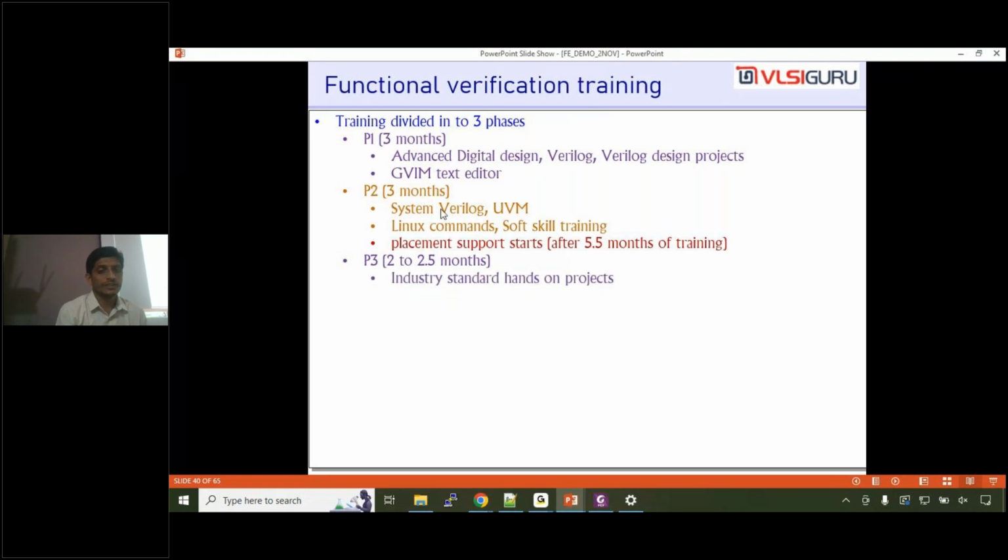Phase 3 will do industry standard projects. Projects based on standard protocols like Ethernet, MAC, AXI, AHP. Python scripting also will be taught. SOC flow.